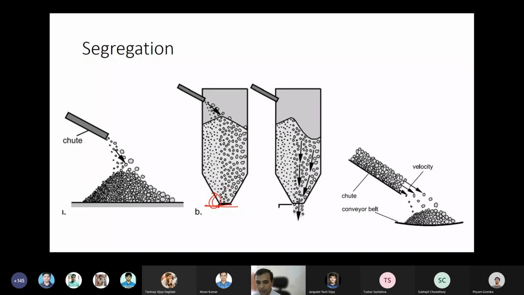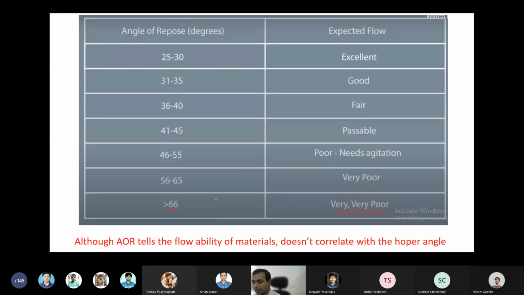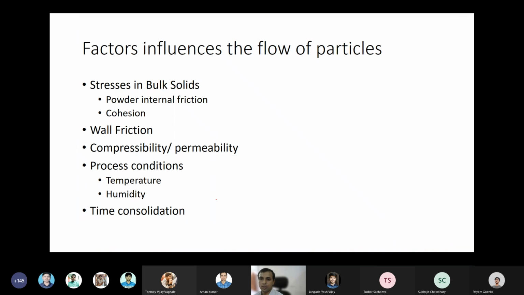So this is the hopper silo, and the bottom part of the silo is the hopper, and this is the angle of the hopper. This angle has no correlation. I'm repeating, it has no correlation. Angle of repose gives you an idea what type of material it is, but doesn't give any information in dealing with the design of silos.